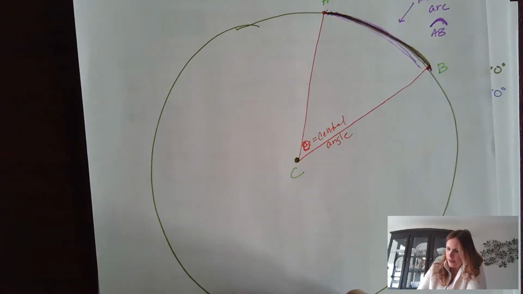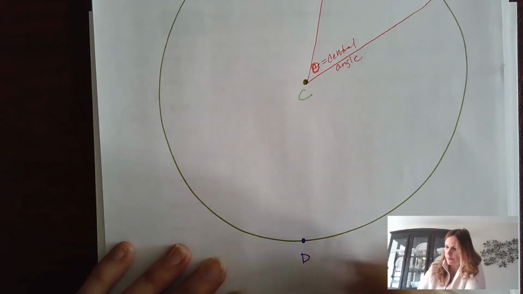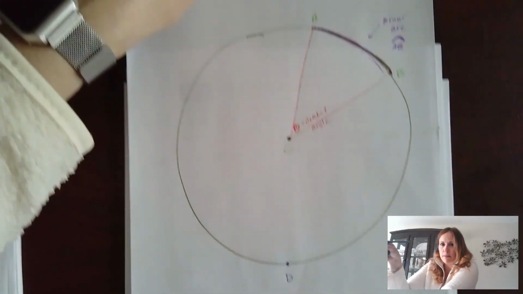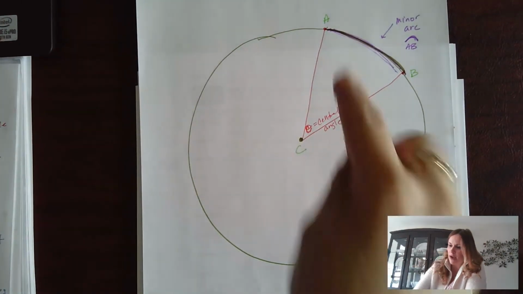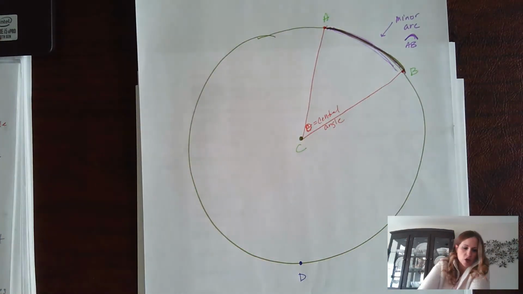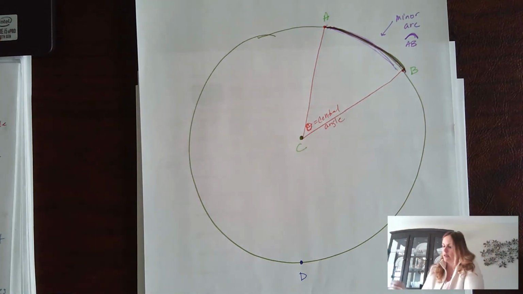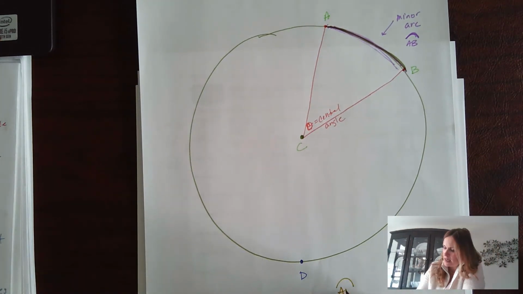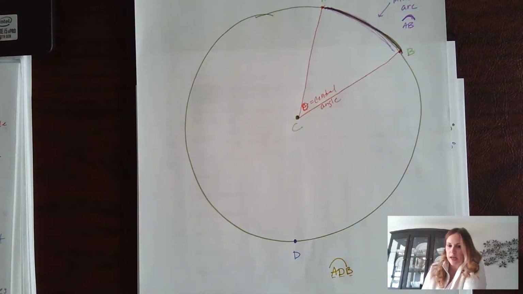So let's go back to my diagram. Let's say I added in another point on my circle. Let's add it in down here. So again, a major arc would be if I went from A to D to B. So the major arc, arc A, D, B, you go in this specific order. So arc A to D to B.